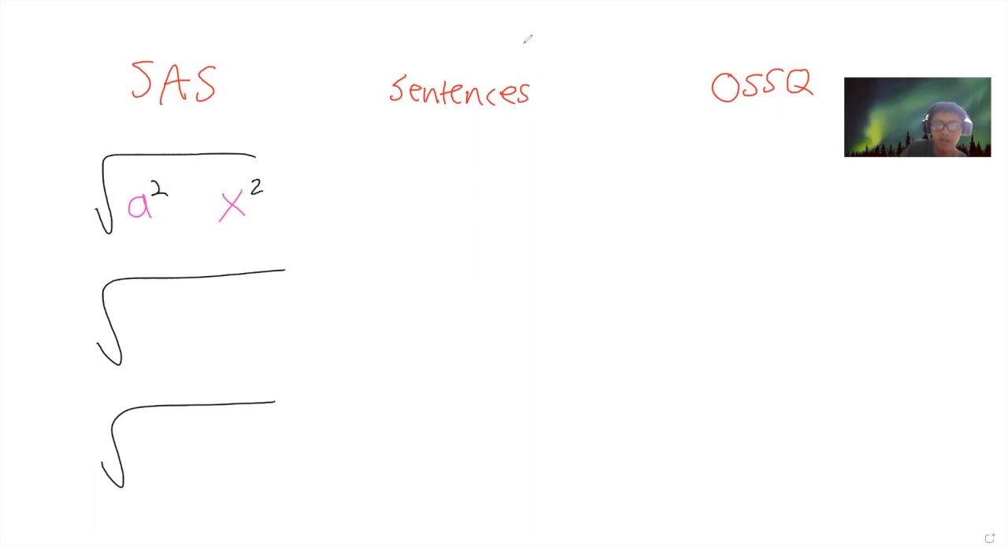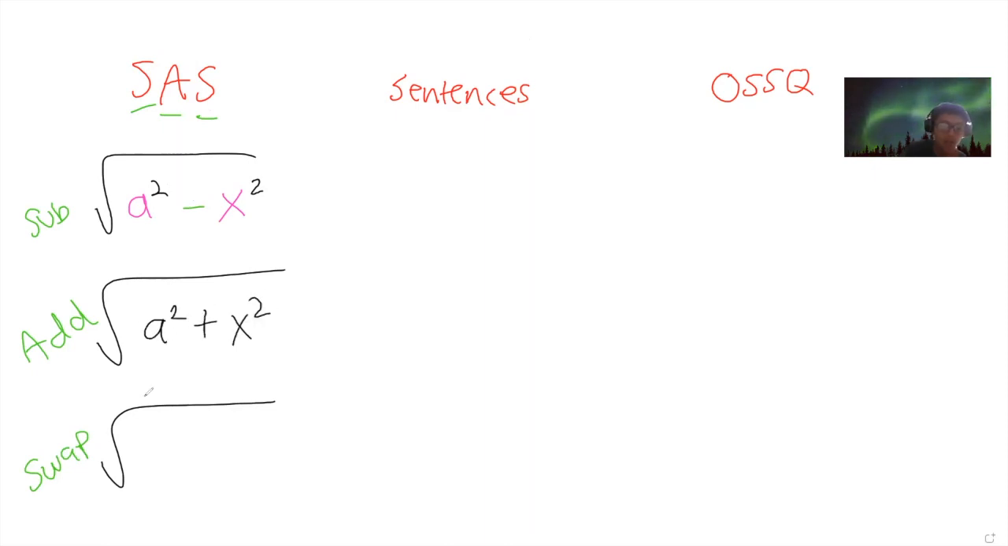And this is where the sass comes in, right? S is for subtract. Boom. A is for add. And the last S is for swap. All right, so we're going to do exactly that. We're going to do A squared plus X squared. What's swap? Well, you swap the first case. So we're going to get X squared minus A squared. We got the left-hand column.